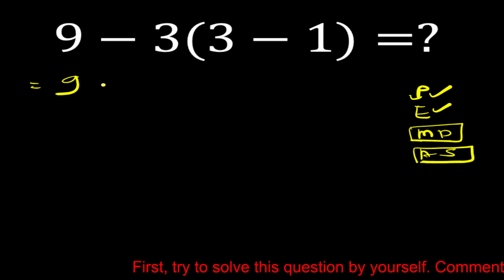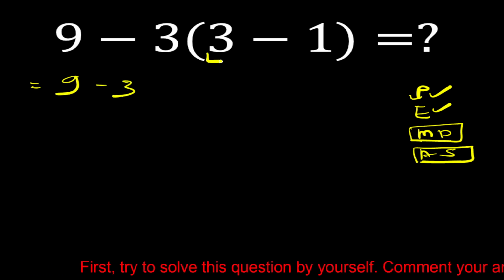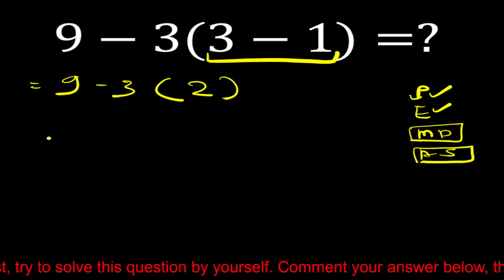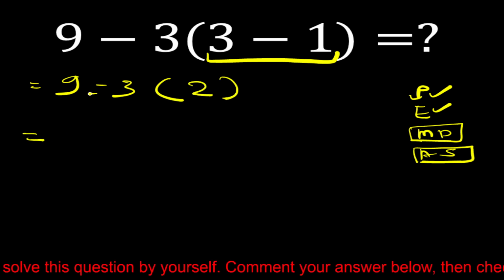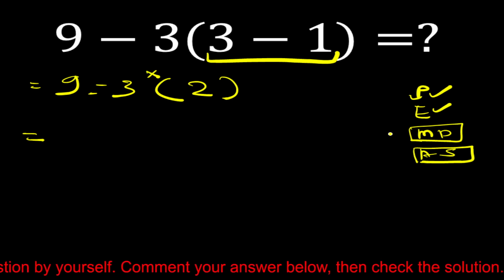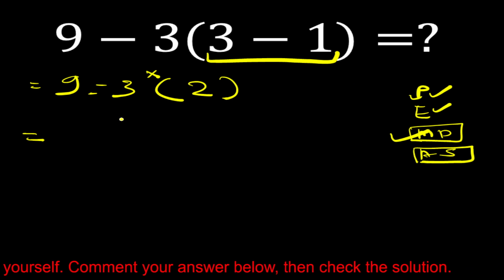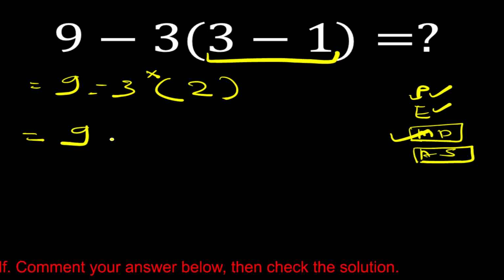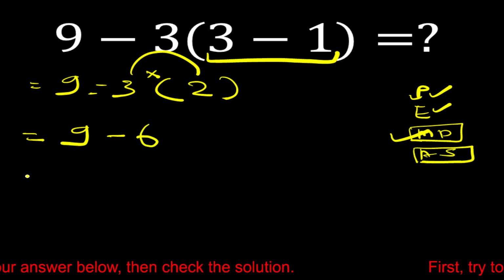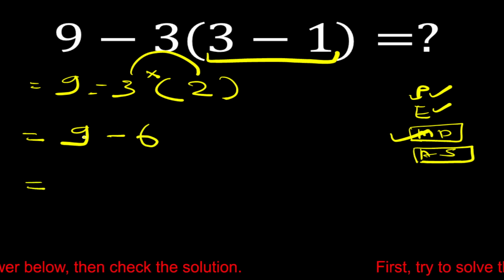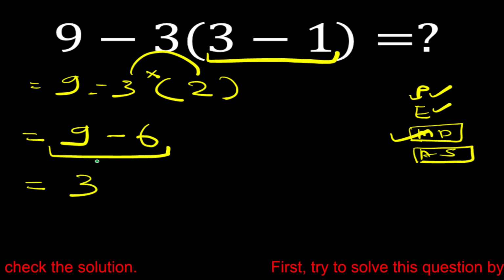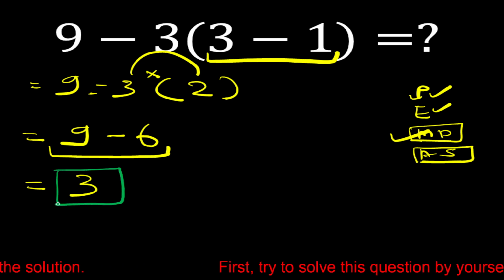So in 9 minus 3 multiplied by the parenthesis, first we have to solve this parenthesis. 3 minus 1 is equal to 2. Okay. Now here is one subtraction and here is one multiplication. So according to the PEMDAS rule, second priority is multiplication in this question. So 3 multiplied by 2 is equal to 6. Okay. Now 9 minus 6 is equal to 3. So the correct answer is 3.